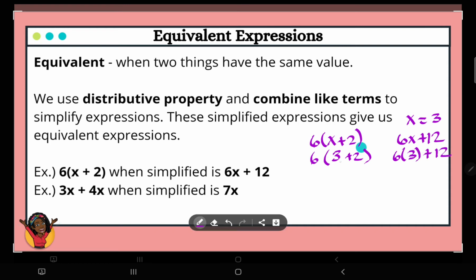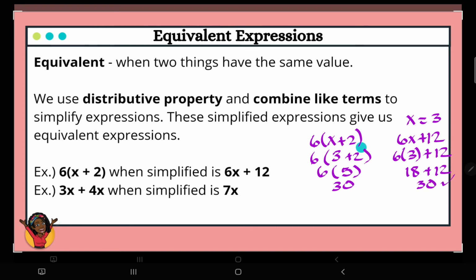So here we know order of operations. We complete what's in our parentheses first. So 3 plus 2 is 5 times 6 is 30. And then here we have 6 times 3 is 18 plus 12 is also 30. So both of these expressions, although they look different, are equivalent. Let's try the next one.